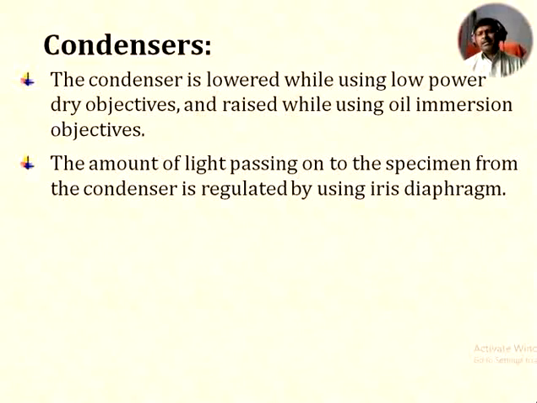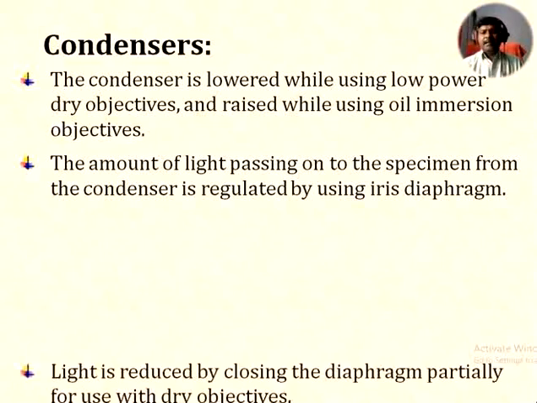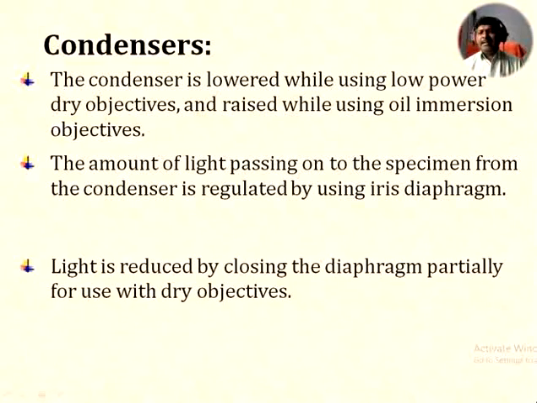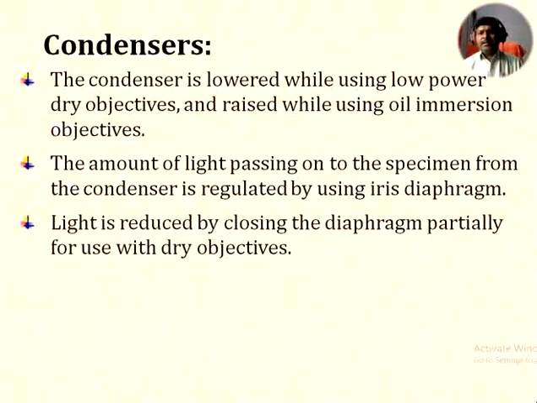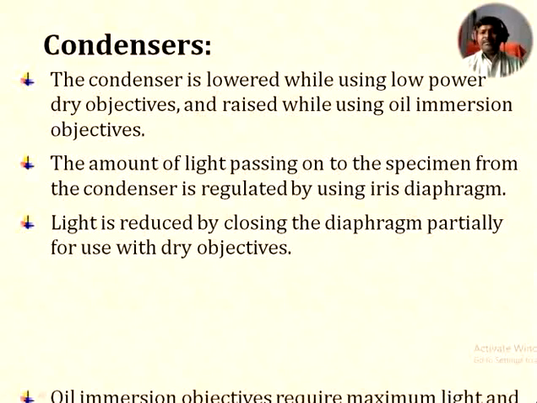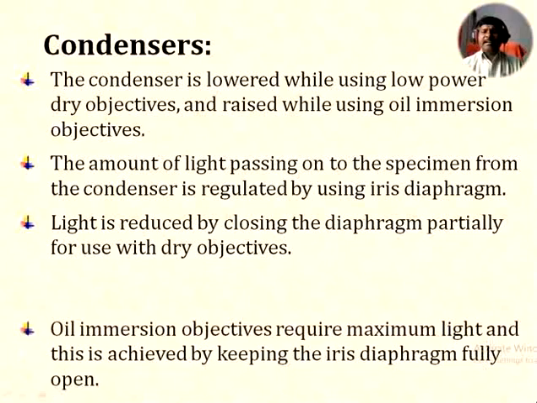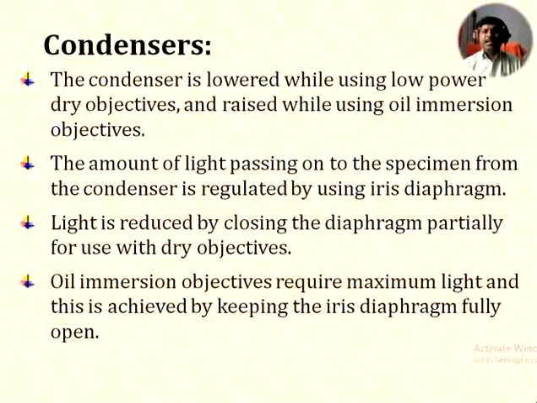That means how much light is needed to focus the object can be regulated by using one arrangement, that is the iris diaphragm. Light is reduced by closing the diaphragm partially for use with dry objectives. Okay, and if more light is needed, at that time it is kept open. Oil immersion objective requires maximum light, and this is achieved by keeping the iris diaphragm fully open.